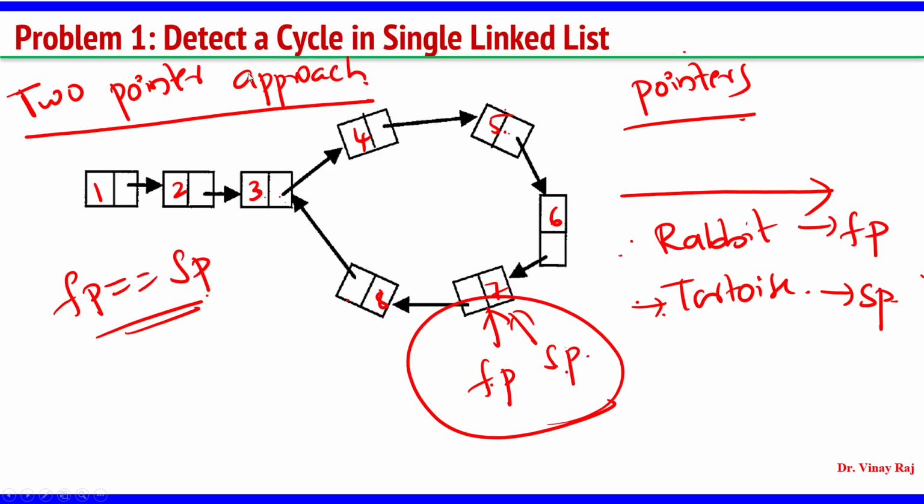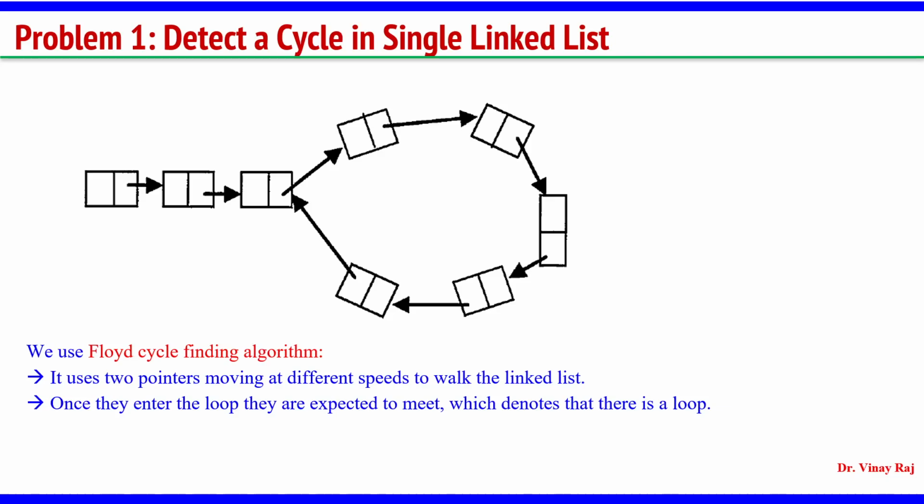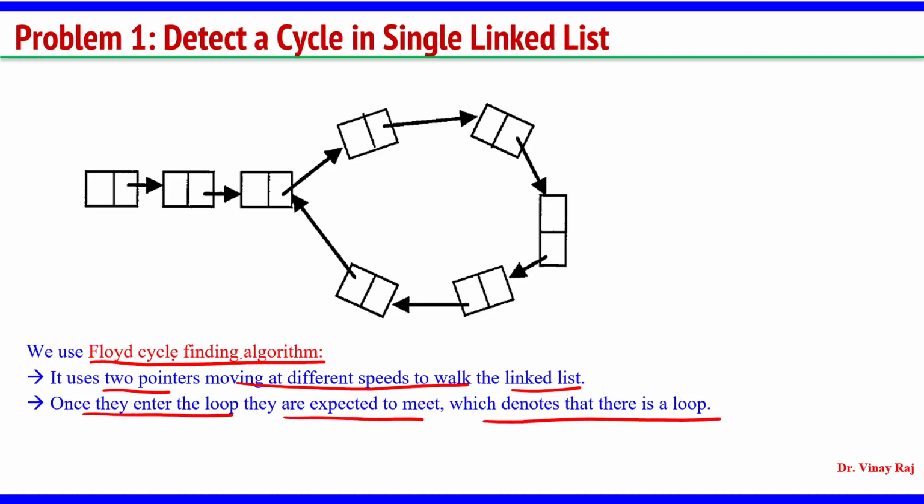Let us go for the second problem. Yeah, again we call this the Floyd cycle finding algorithm. We call this technique of detecting a cycle, whether the two pointers are meeting or not, the Floyd cycle finding algorithm using the two pointer approach. Okay, it uses two pointers moving at different speeds to walk the linked list. Once they enter the loop, they are expected to meet, which denotes that there is a loop. Okay. So, this is one important classical problem.